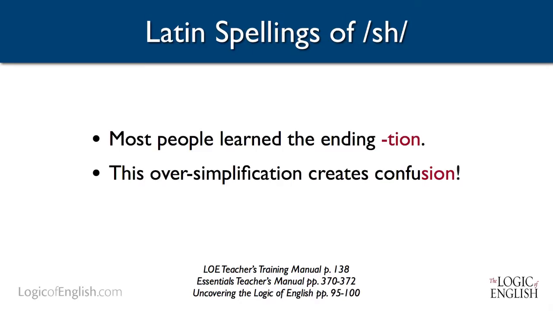We are now ready to learn our final 3 phonograms for the Logic of English teacher training series. Before I introduce them, I want to ask you, were you taught the ending "shun" in school? Most of us were. In fact, I've found as I've spoken across the country that this was commonly taught across the United States across several generations. And this oversimplification creates a lot of confusion. As you'll notice, "confusion" has an S-I-O-N and cannot be explained by the ending T-I-O-N.